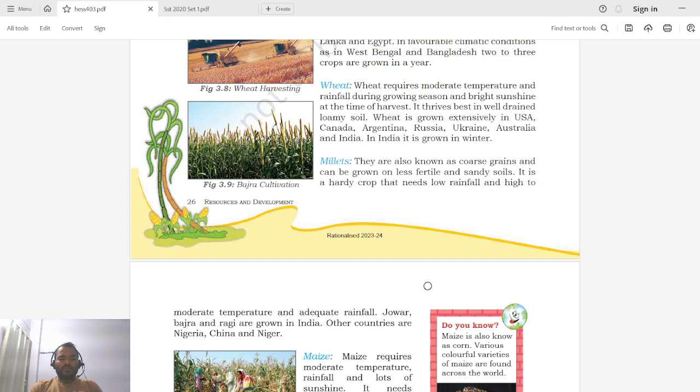So if you see, Jowar, Bajra and Ragi are grown in India. These are basically known as millet crops. For these we do not require very high rainfall. Low rainfall is sufficiently enough, and moderate temperature. Apart from India, there are some other countries like Nigeria, China and Niger growing these millets.